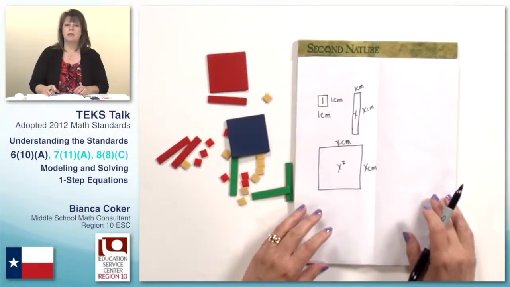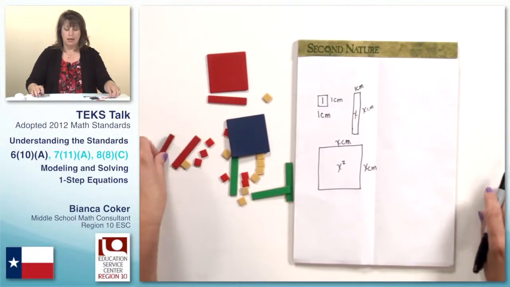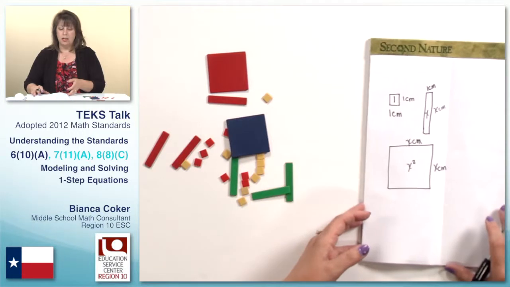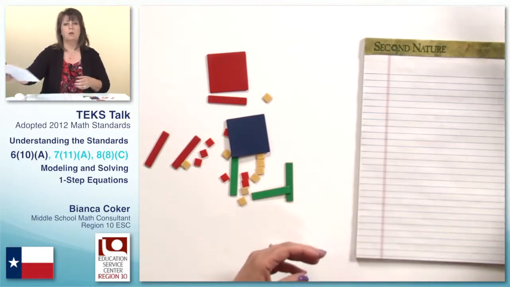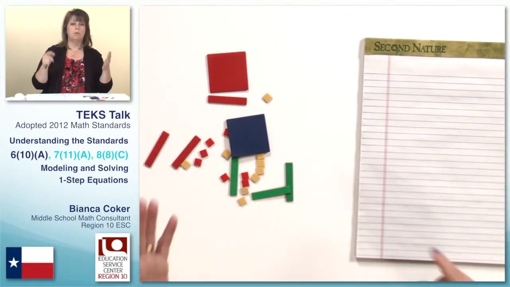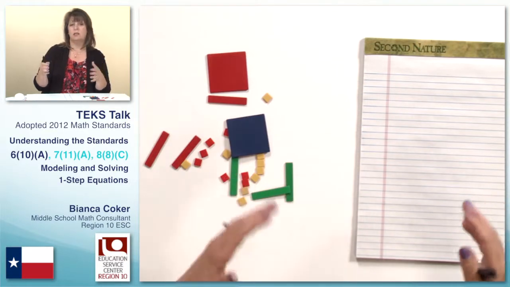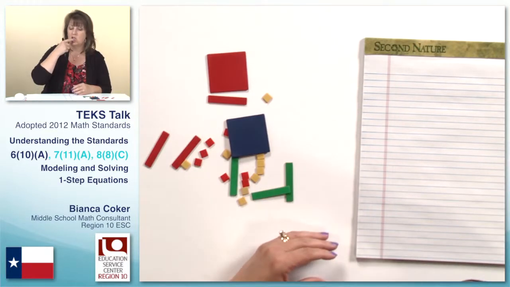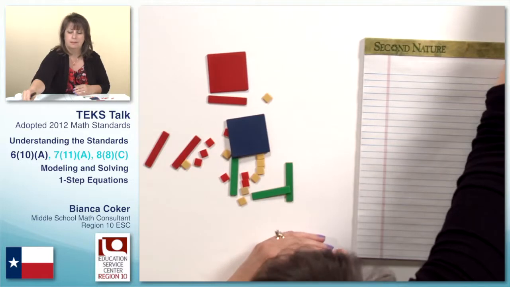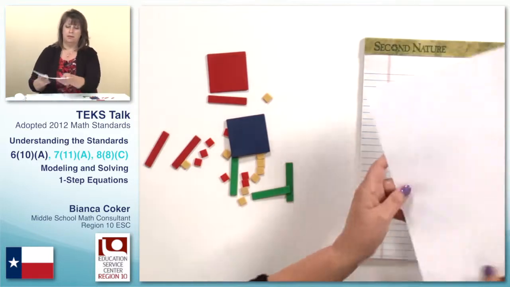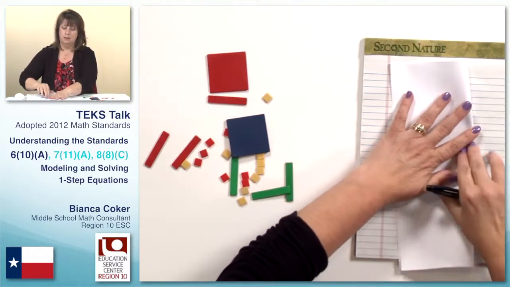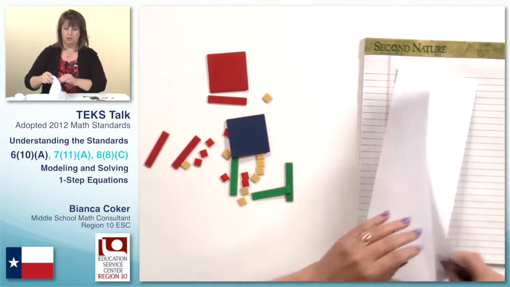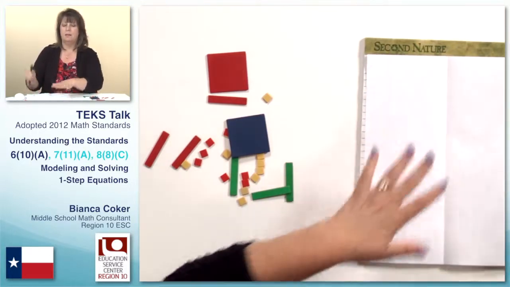Now we're going to look at some things we can do with these tiles. What we are going to generally do is set up equations to solve them. So we're going to model and solve, in this situation, one variable and one-step equations. So I'm going to get another piece of paper, and I'm going to fold it lengthwise so that I can draw pictures and write symbolically what's happening as I do it.